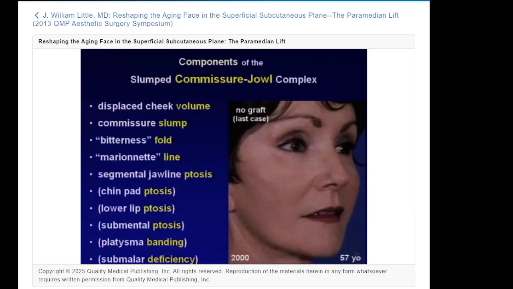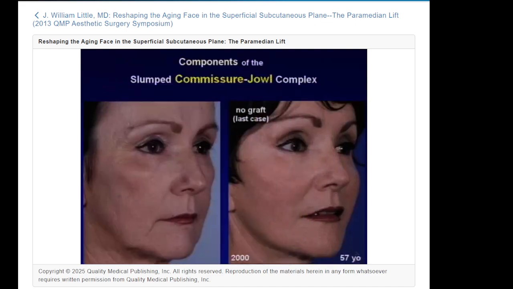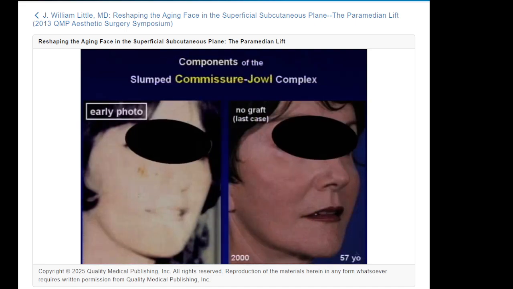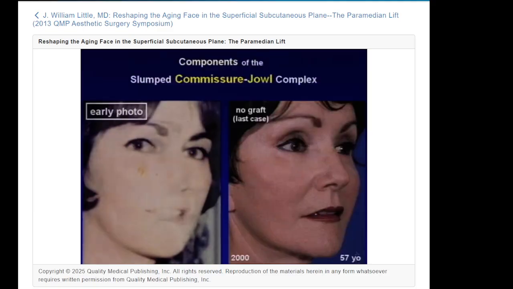all this movement. Now, this is the last case I did with no fat graft to the face, so she was seminal for me. That's the year 2000. And her eyes looked terrible because I was just then beginning to deal with the eyes, but if you cover up her eyes, it's a pretty good replica of what she looked like as a young woman.